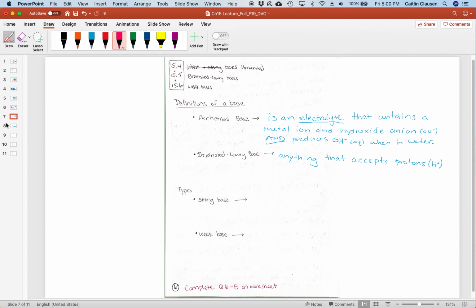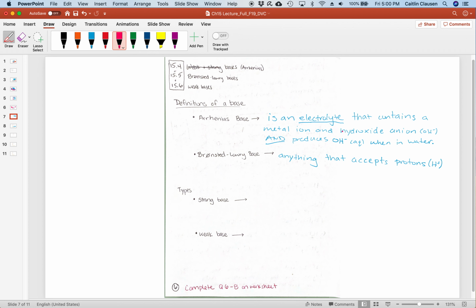Alright, so we have covered what an electrolyte is versus a non-electrolyte, what a strong electrolyte is versus a weak electrolyte. We've covered what an Arrhenius acid is, what a Bronsted-Lowry acid is, and a strong acid versus a weak acid. So now we're going to move on to defining bases. So an Arrhenius base, just like an Arrhenius acid, is an electrolyte. But now it contains a metal ion and a hydroxide anion and produces OH- when it's dissolved in water.